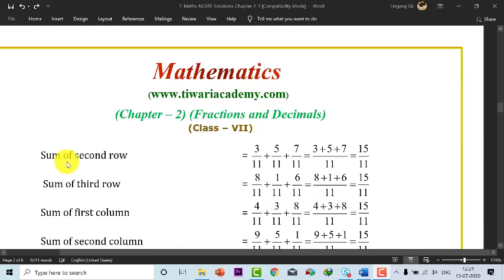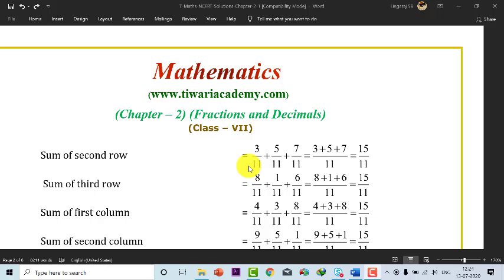Next we can move to the sum of the second row. Here 3 by 11 plus 5 by 11 plus 7 by 11 in the second row. Here also the denominator is the same, so we only add the numerators. So the sum of 3 plus 5 plus 7 is 15 by 11. Then the sum of the third row, which is 8 by 11 plus 1 by 11 plus 6 by 11. The sum of the numerators, 8 plus 1 is 9, 9 plus 6 is 15 by 11.